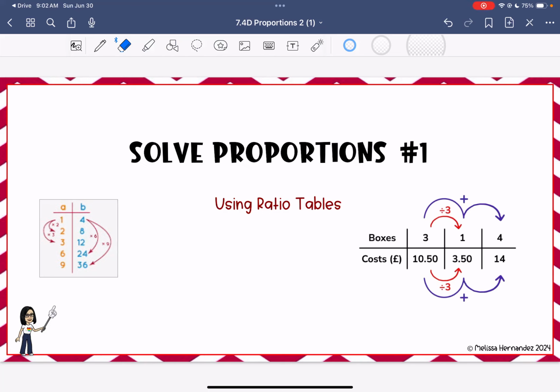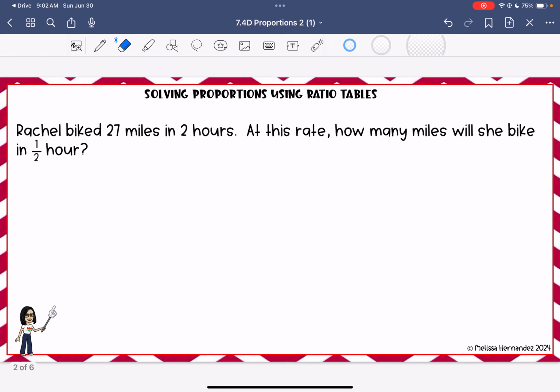Today's video, we're going to practice solving a couple of proportion problems, but we'll use ratio tables. So Rachel biked 27 miles in 2 hours. At this rate, how many miles will she bike in half an hour?